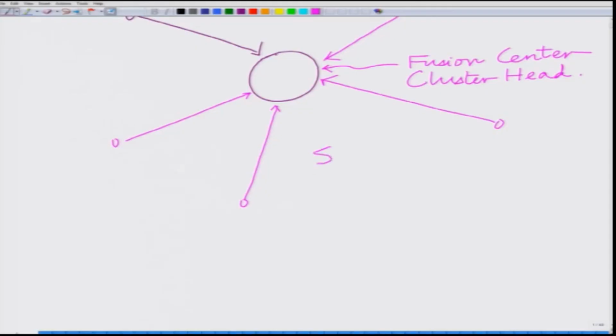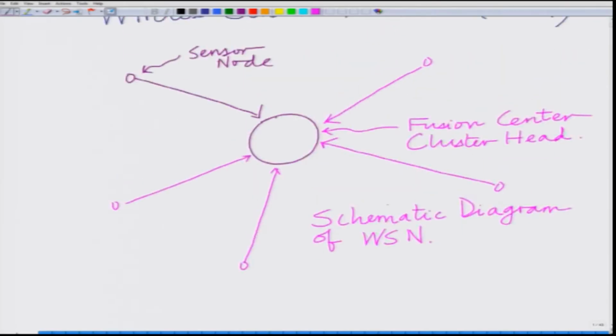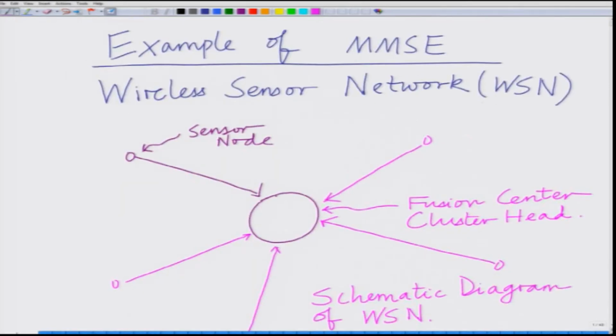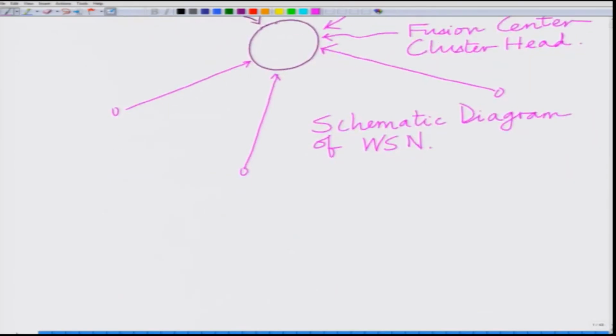Okay. So, now what is the idea? This is a schematic diagram of a wireless sensor network, which we are abbreviating by WSN. What these different sensor nodes are doing is trying to measure a parameter h.